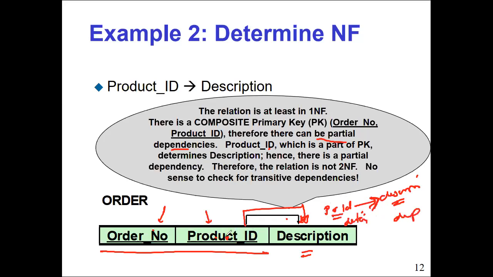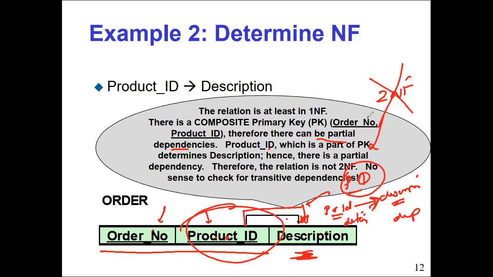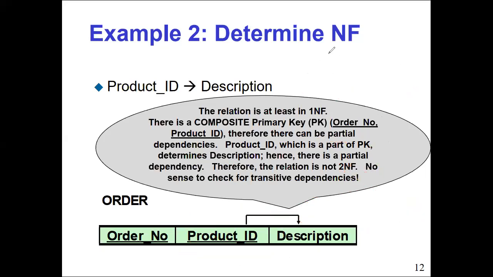So the description is depending only on the product ID. So this is partial dependency. If you find a partial dependency, then simply you can say this is not second normal form. In second normal form, you will not find any partial dependency. This is first normal form only. So you can come to a conclusion easily.